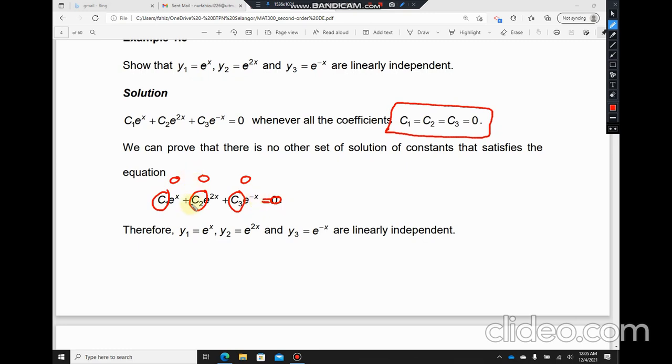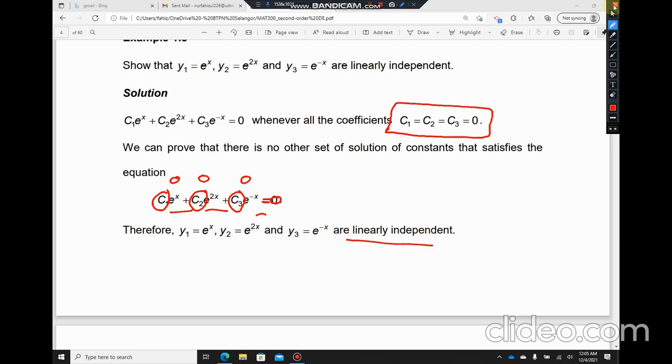Kalau nilai C1, C2 dia ada value, tapi bila tambah tolak dia akan still jadi 0. Dia boleh jadi 0. Tapi yang ni, C1, C2, C3 kena 0 baru dia dapat hasil tambah ni equals to 0. So that's why kita panggil dia adalah linearly independent.